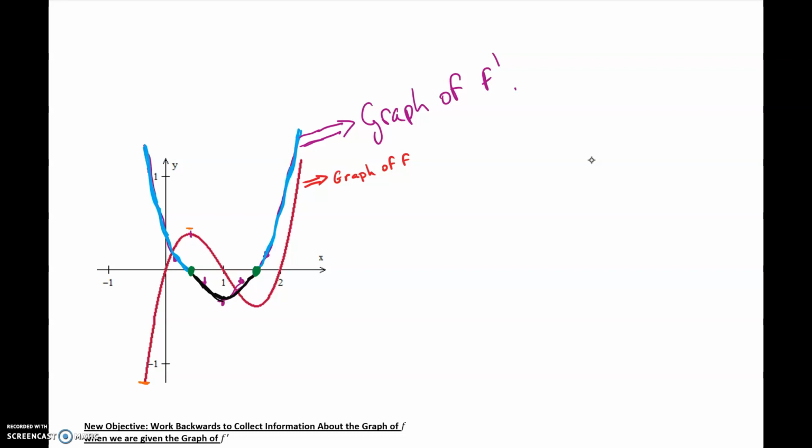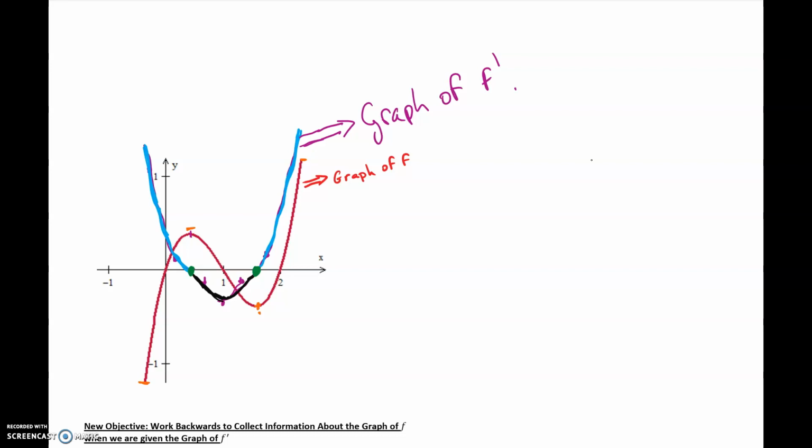Once the original function turns and starts to decrease, between this point and this point, the slope is negative, so the graph of the derivative is below the x-axis. Then finally, the function turns once more, so between here and here the original function is going uphill, so its slope is positive, and therefore the derivative is positive. The derivative is above the x-axis.